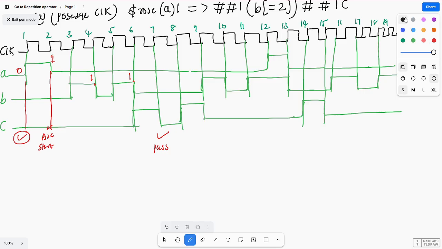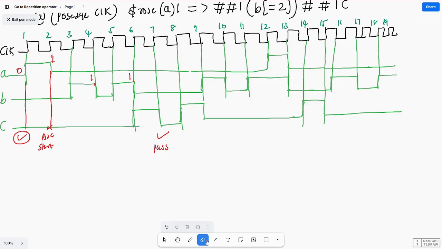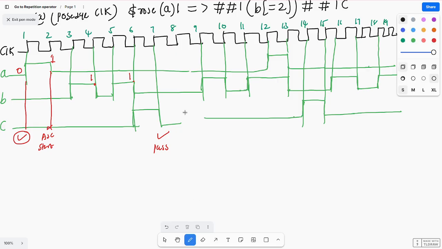Suppose here if you take, initially C is 0. Okay, C should be 1, but when I am checking, after this cycle here the assertion starts again. Here C becomes what? C becomes 0 only. Even though C becomes 0, my assertion will pass.